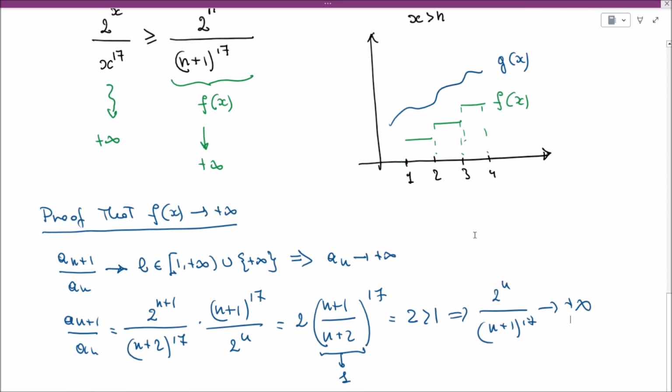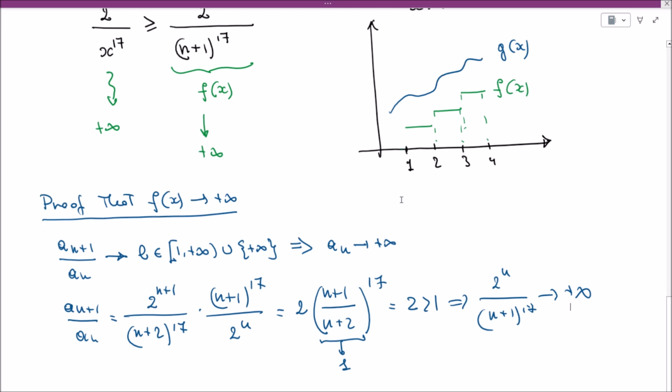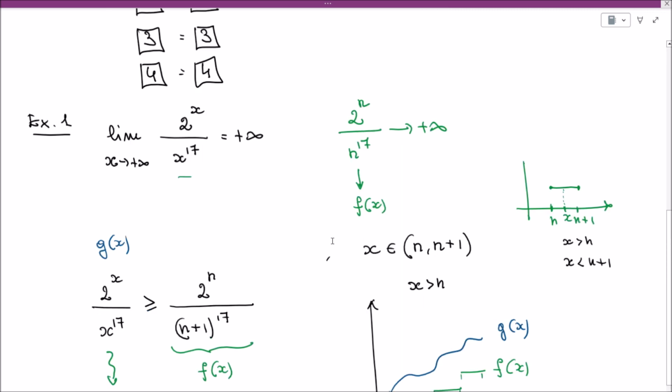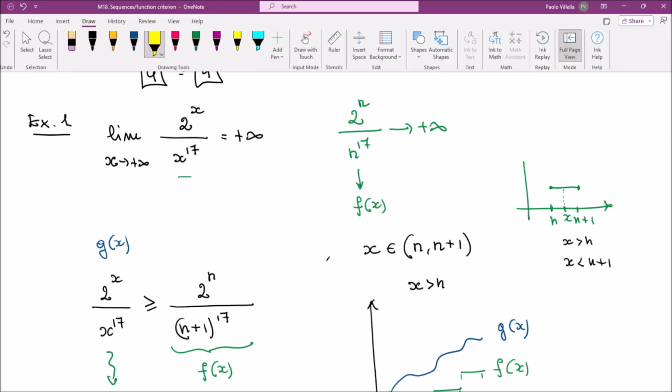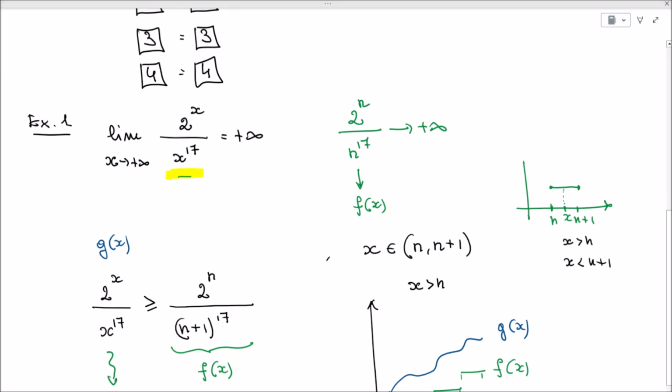So this concludes the proof then. This is the way we can use the criterion, okay? Let's review quickly what we have done. We were given this limit, and we don't know how to address the computation of this limit, but we remember that we know a sequence which is similar to the limit, of which we know that it diverges to plus infinity. So we need now to make a connection between this function and this sequence.